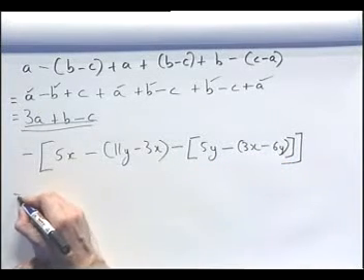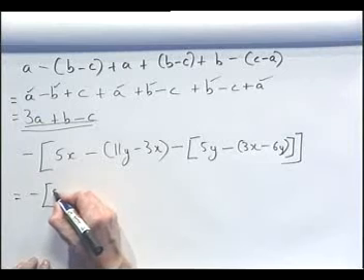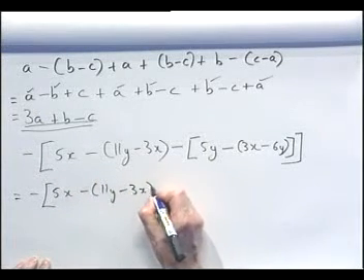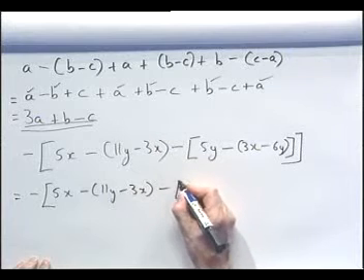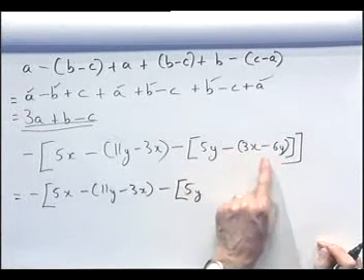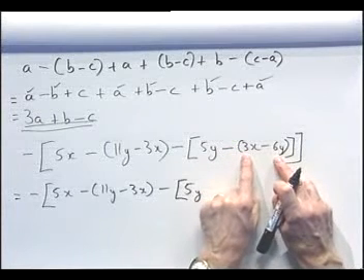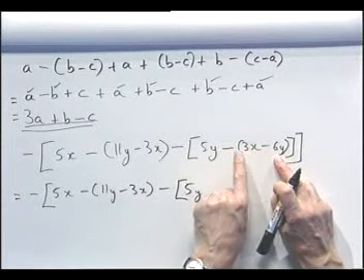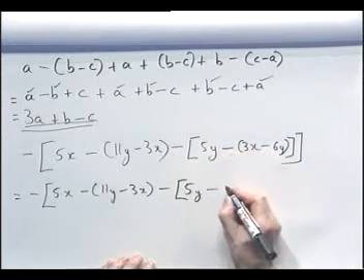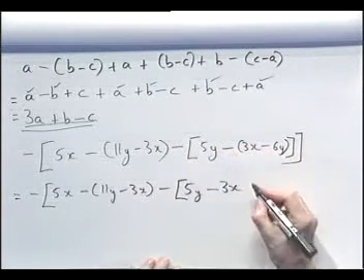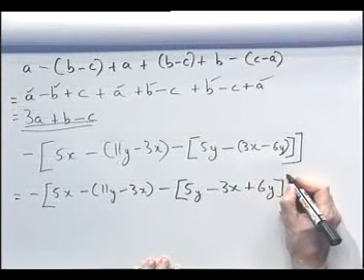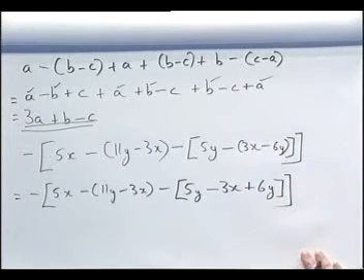So if we're going to do that, we write the rest down just as it was. We won't touch it at all. We're just going to look at this bit. We are taking away everything there. So we're taking away 3x and we're taking away minus 6y. So altogether that's take away 3x and then the minus minus is plus 6y. And then that square bracket and that one.